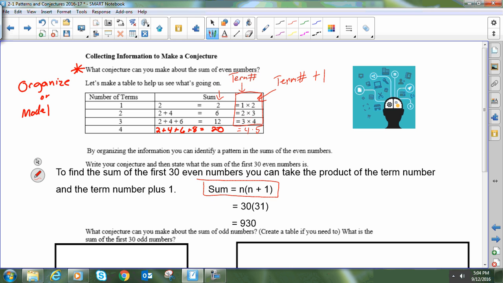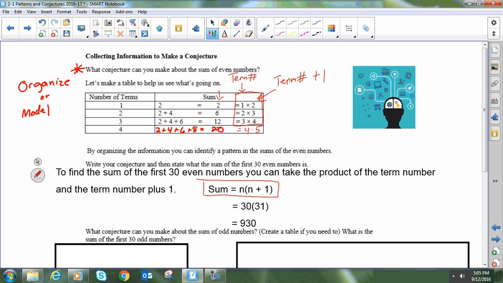here is the math equivalent of the statement that I was just saying. To find the sum of even numbers, I take the term number and I multiply it by the term number plus 1. So that's where the sum is, n times n plus 1. And to do it for the first 30 even numbers, I just substitute 30 for n, and 30 times 31 gives me a sum of 930.